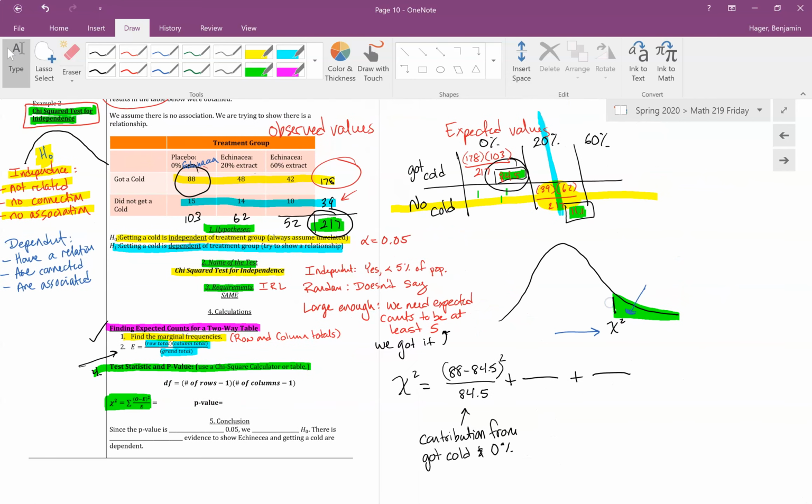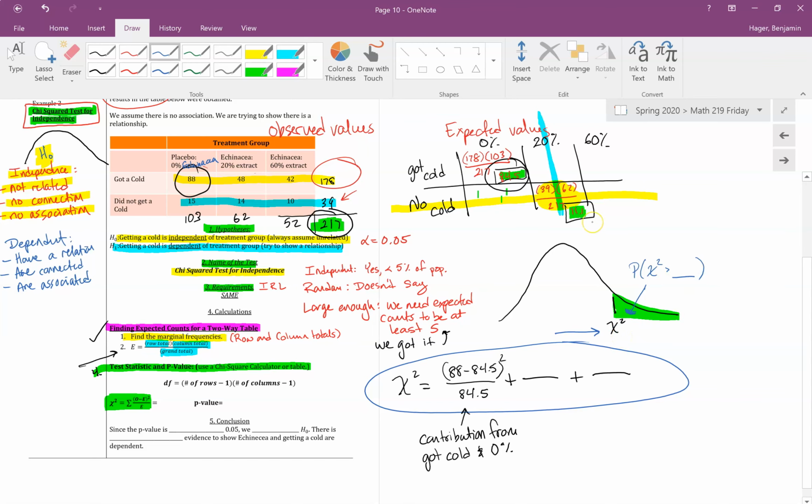So where was I? Oh, we were talking about the contributions here. All those together will add up and give me my test statistic, and then I'm just going to consult the chi-squared table, because my p-value would be the probability of getting a test statistic greater than whatever that number is.